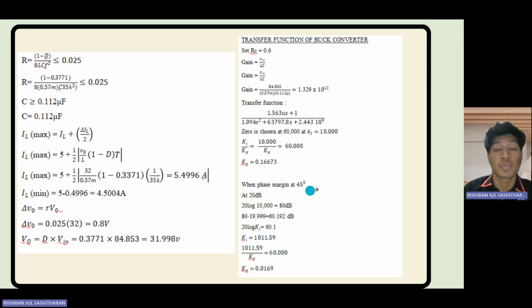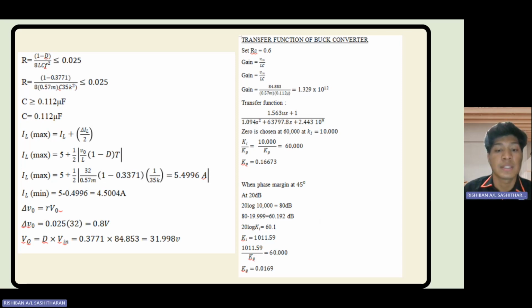Okay, when phase margin at 45 degrees at 20 dB, the formula is 20 log 10,000 equals 80 dB. And then 80 minus 19.999 equals 60.192 dB. 20 log Ki equals 60.192. And then we will get our new value of Ki, which is 1011.59.